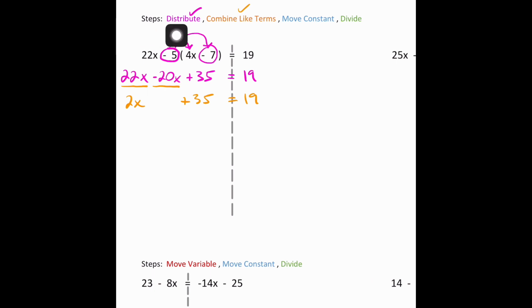All right, now 19 again is already by itself. We want to isolate the 2x, so we need to get rid of the positive 35. And how can we do that? By subtracting 35. But remember, what we do to one side of the equation, yes, we have to do to the other. Go ahead and draw your line.